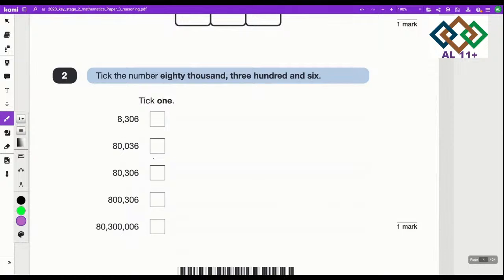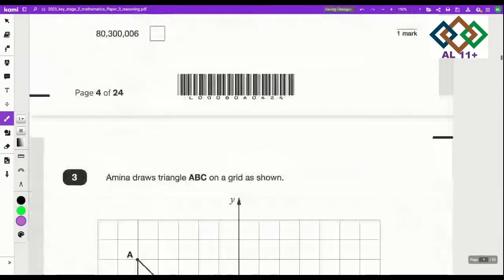80,306. Which one do you think? If you have that, yes, you got the answer right. 80306 is the third one. So you will tick the third one. And let's go to the next one.